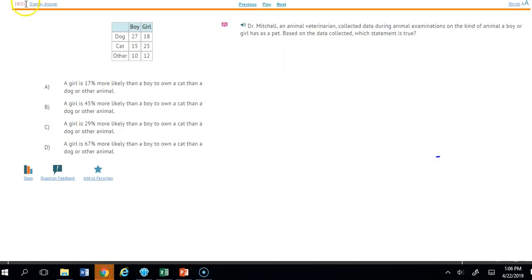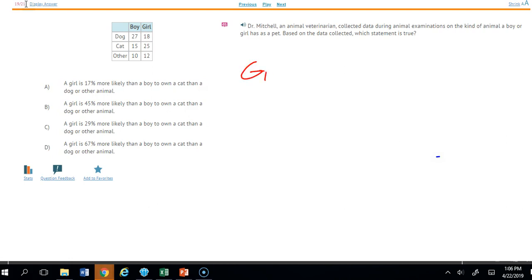On this next problem, it says Dr. Mitchell, an animal veterinarian, collected data during animal examinations on the kind of animal a boy or girl has as a pet. Based on the data collected, which statement is true? It says a girl is 17% more likely than a boy to own a cat than a dog or any other animal.